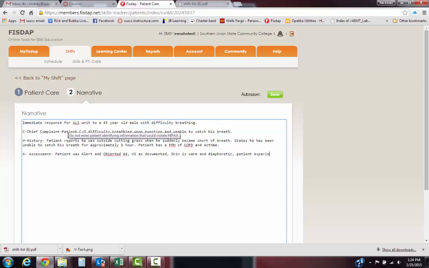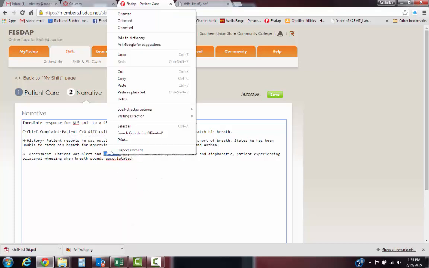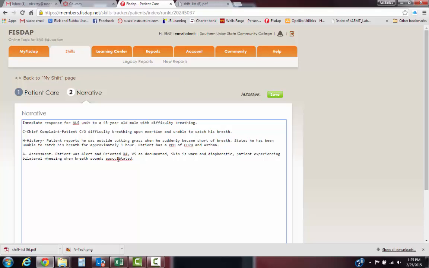Patient experiencing bilateral wheezing when breath sounds auscultated. And of course, you want to double check your spelling. R. R is going to be treatments, and this is where you're going to list your treatments provided and your patient's response to them.